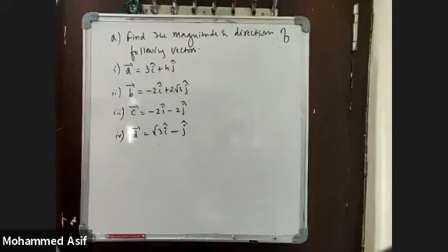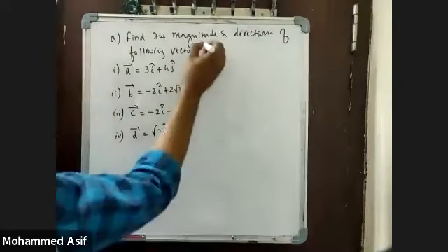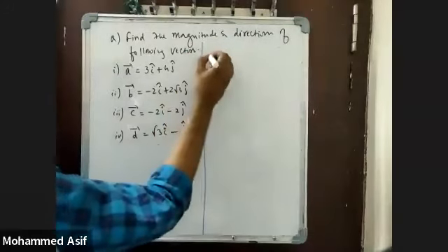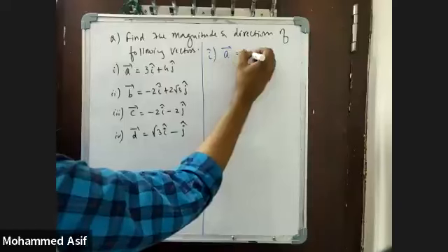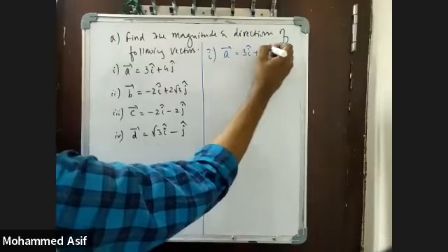I'll tell you the first question. The remaining two, three questions, second, third, and fourth, will you try it? Okay, I'll do the first one, you see. This is a vector: A bar is equals to 3i cap plus 4j cap.